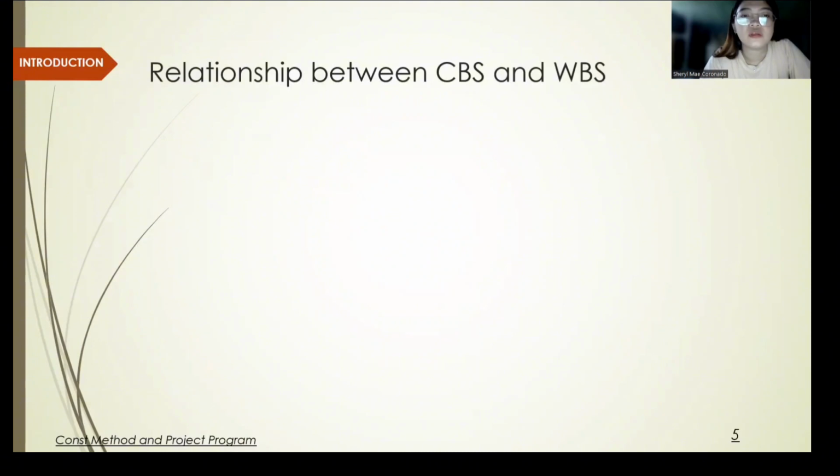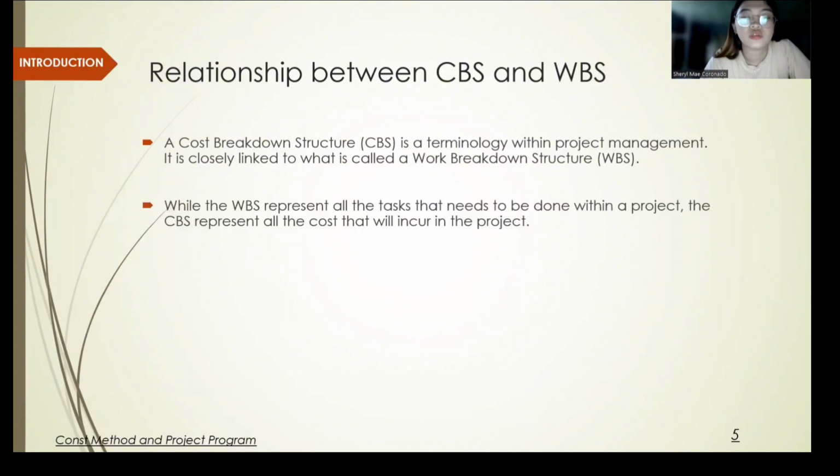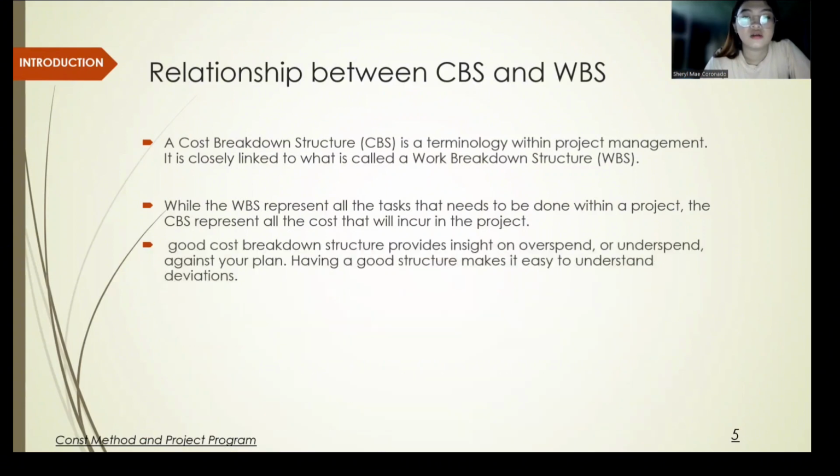So what is the relationship between CBS and WBS? A cost breakdown structure is a terminology within project management. It is closely linked to what is called a work breakdown structure or WBS. While the WBS represents all the tasks that need to be done within a project, the CBS represents all the costs that will be incurred in the project.